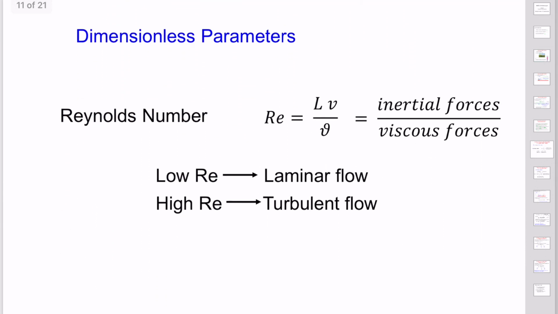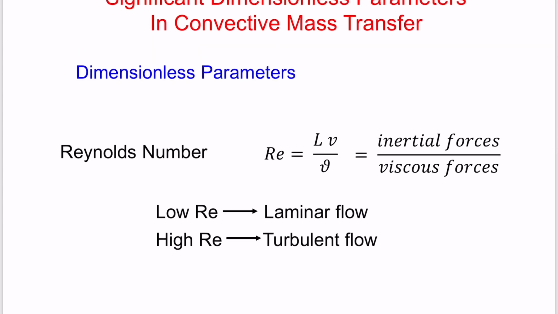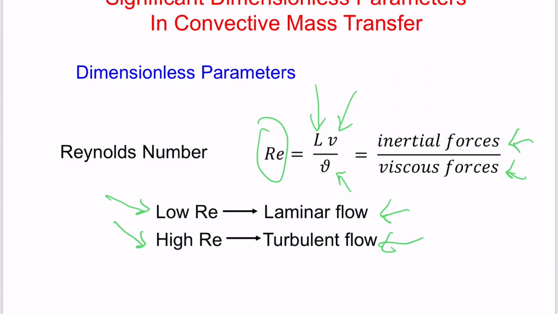We have several dimensionless parameters that will be very useful to us. The first one is the Reynolds number. The Reynolds number is some characteristic length times the velocity divided by the momentum diffusivity, or the kinematic viscosity. It's a ratio of inertia to viscous forces. So if that ratio is low, so we have a low Reynolds number, then we get nice ordered laminar flow because viscosity is ruling. If it's high, then we get turbulent flow because inertia is ruling.